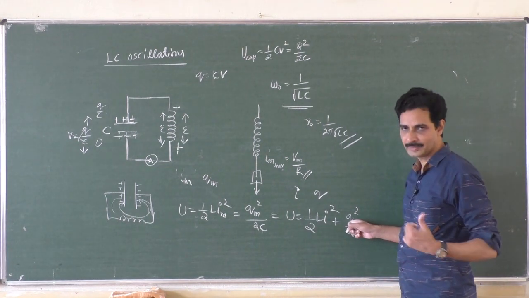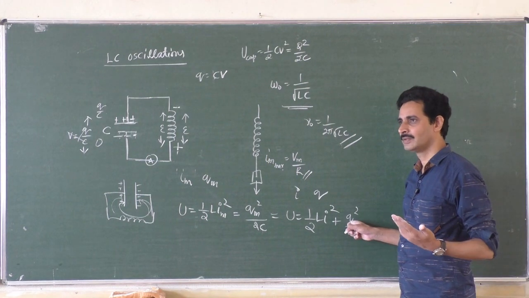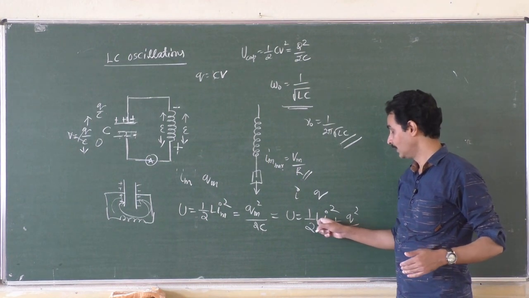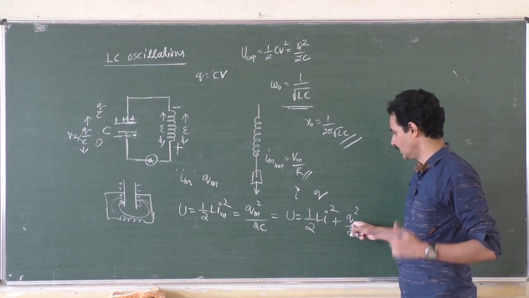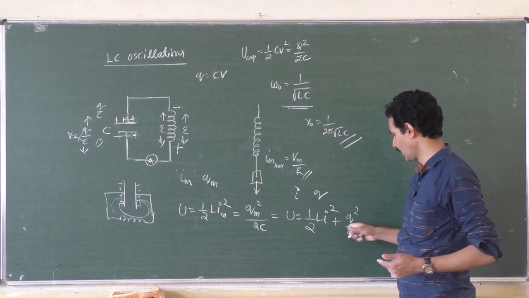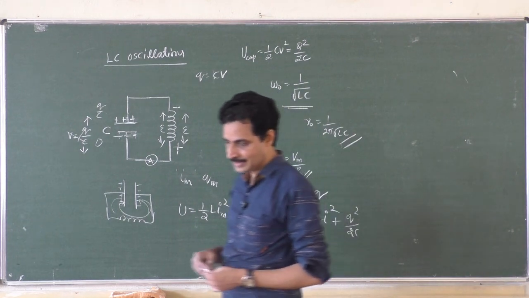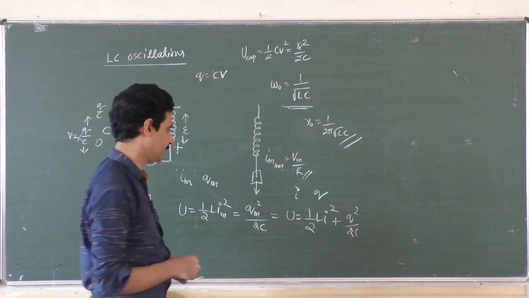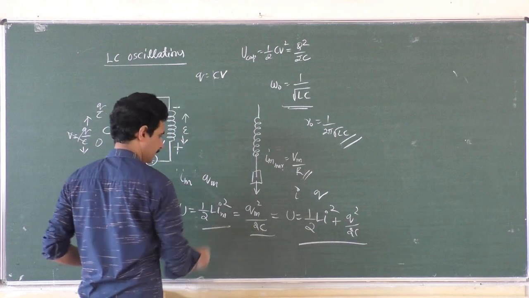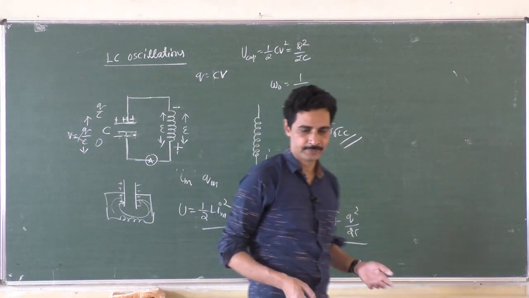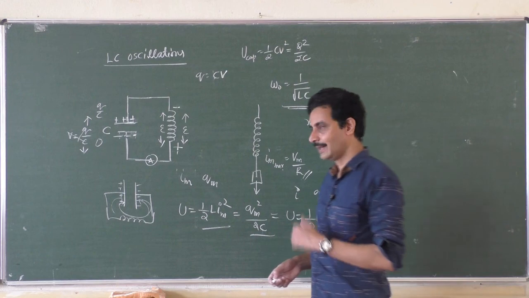Because Q is not the maximum charge, it is some charge in the capacitor when the current through the inductor is I. It is not the maximum value. Half Li square plus Q square by 2C, equal to Qm square by 2C, or half Lm square. So we will do the derivation part later, okay.